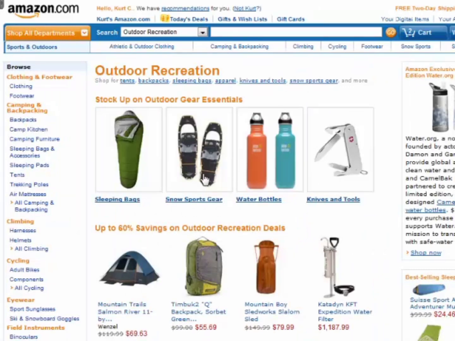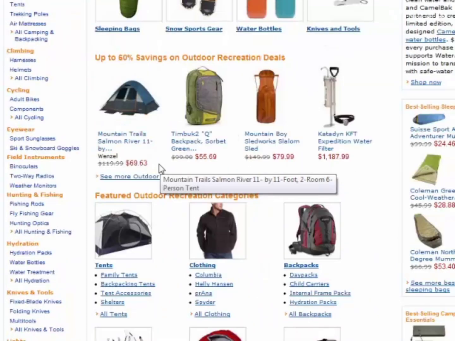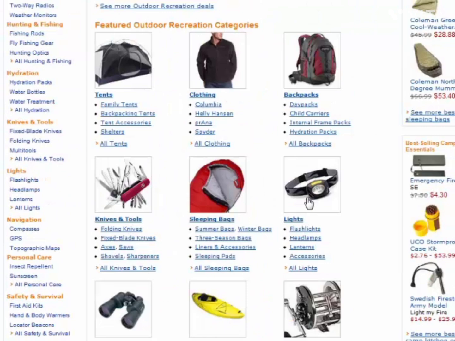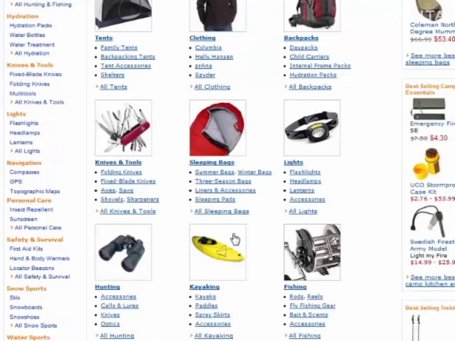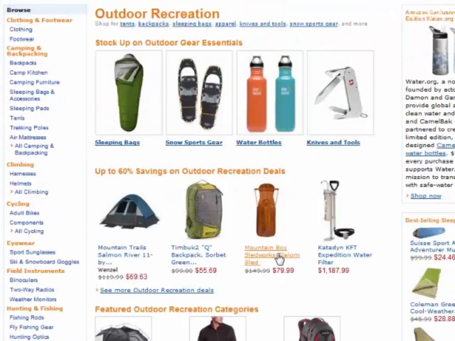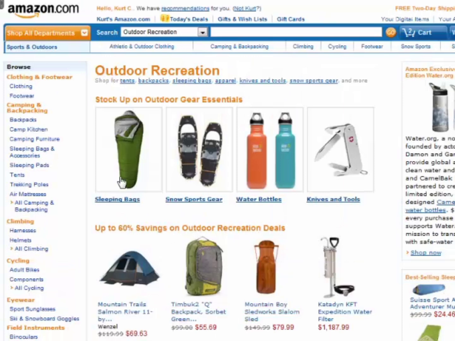And you can see some of their top products. They have sleeping bags, snow gear, water bottles, knives, tents, backpacks, some head flashlights, binoculars. So again, you just want to start looking for products you think you could promote. I think sleeping bags would be a pretty low competition market.